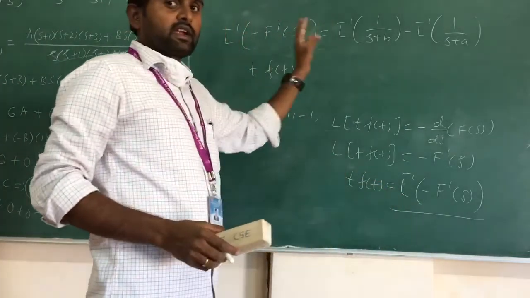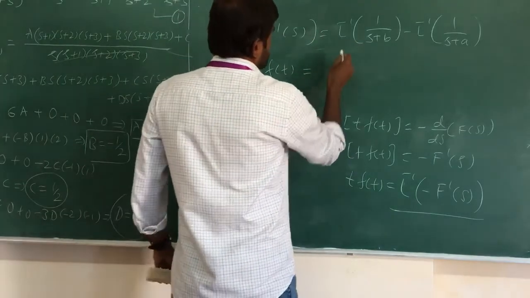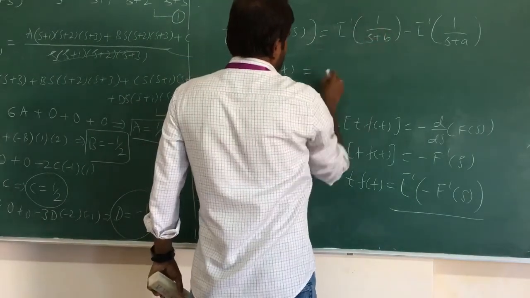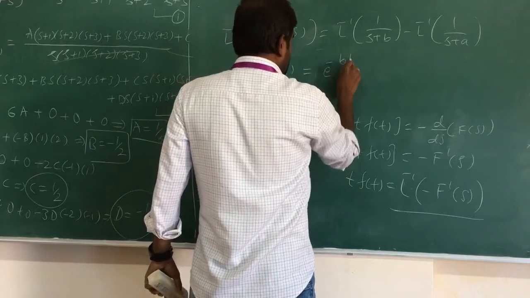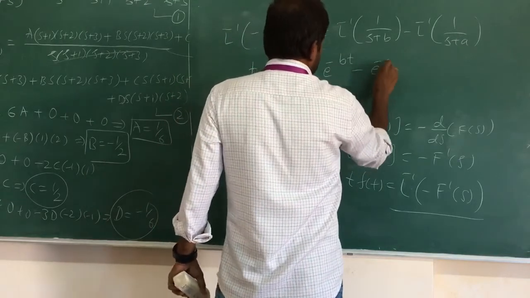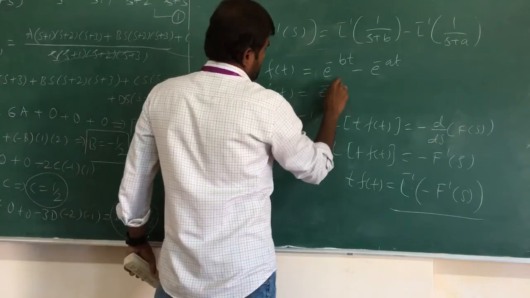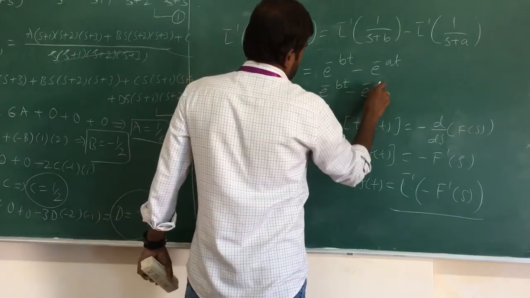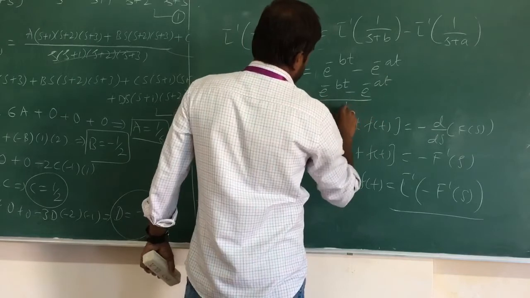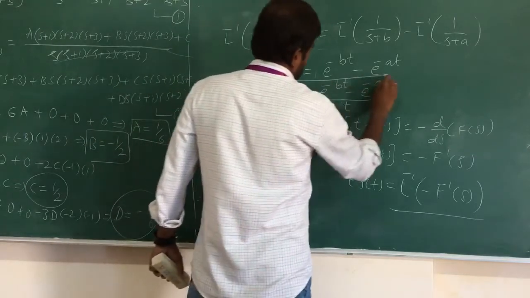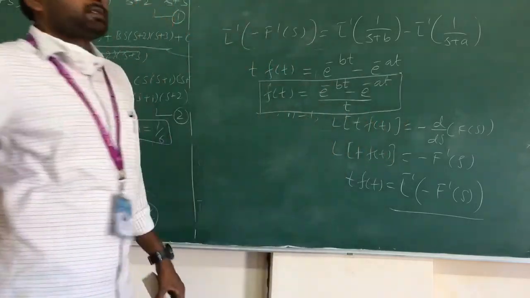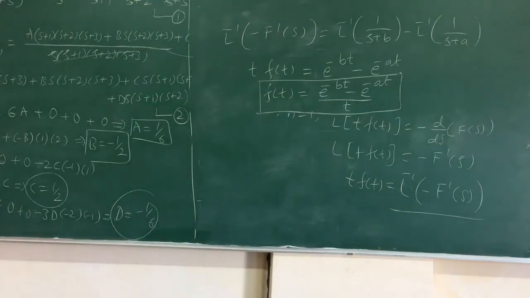Directly write: L inverse of 1 by (s plus b) is e to the power minus bt, minus e to the power minus at. Then t into f of t equals this, so f of t is e to the power minus bt minus e to the power minus at, divided by t. So this is the result. This is the function, right?